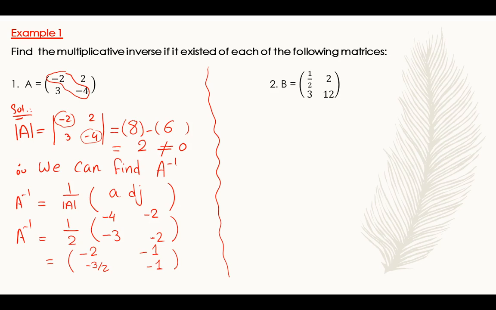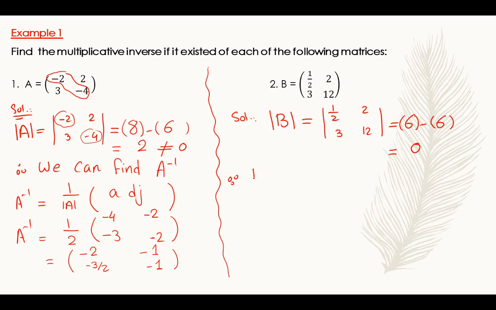In the second example, find the multiplicative inverse, if it exists, of the matrix B, where B is the matrix whose elements are half, 2, 3, and 12. First, again, we must find the value of the determinant of B. Half times 12 equals 6, minus 2 times 3 equals 6. So 6 minus 6 equals 0.